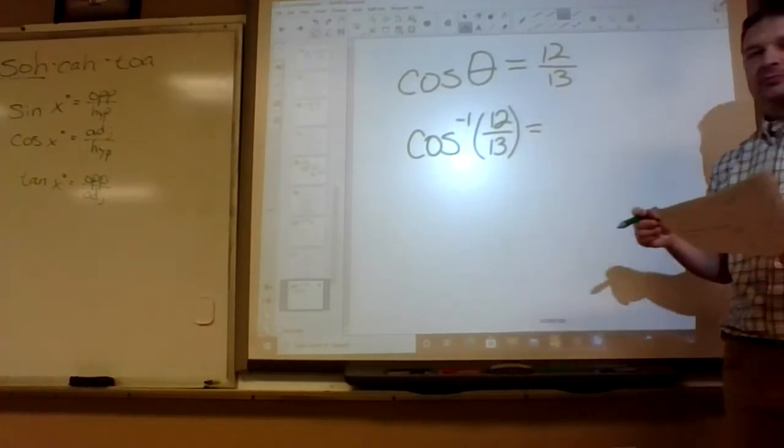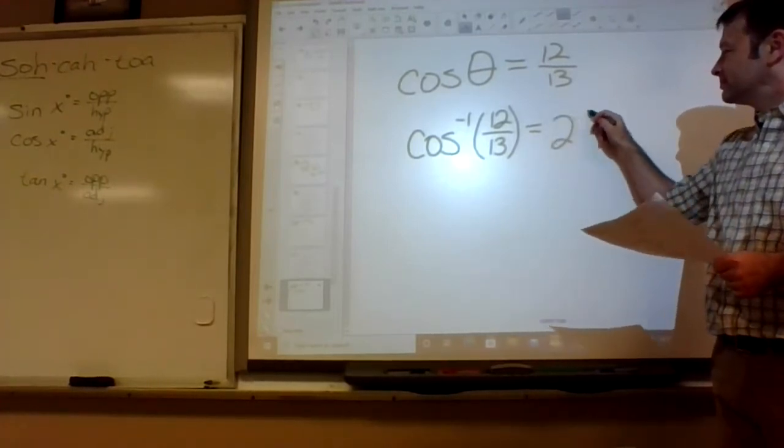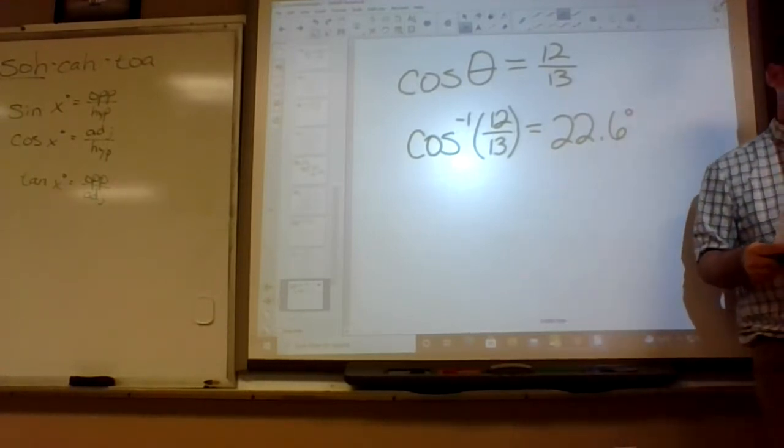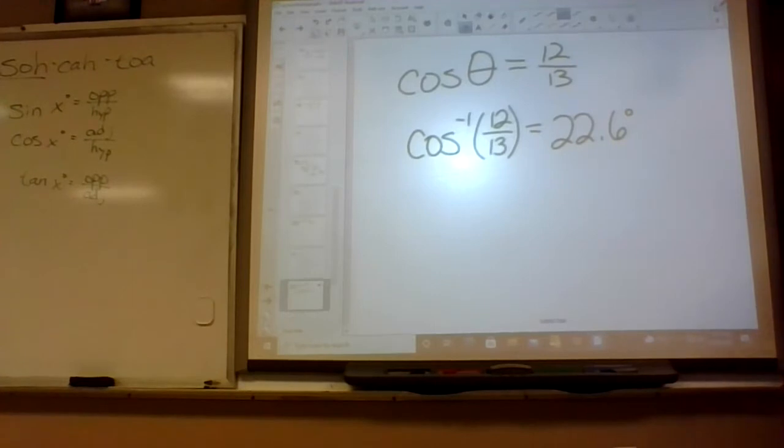22.6 is what I got. So do we put theta equals 22.6 or x equals 22.6?